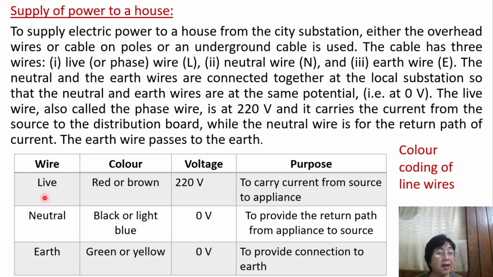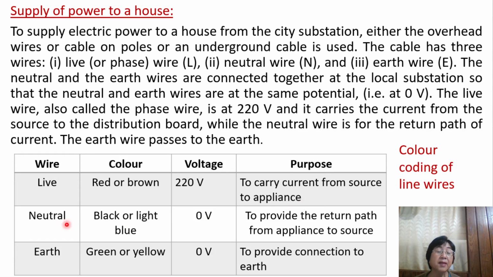Okay. The live wire is either red or brown. So when you see the red wire or the brown wire, it means it's the live wire, the one that carries the current. Okay, and its voltage at the mains is 220 volts. And its purpose is to carry the current from the source to the appliance. When we say appliance, it means anything that we connect in the circuit.